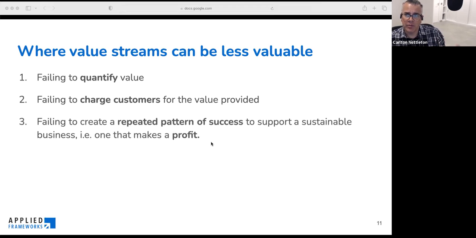And for me, finally, since value is not quantified and the customers aren't charged an appropriate price, having a well-documented value stream is no guarantee that the sequence of steps that are identified are profitable and sustainable for the business, right? And in my opinion, sometimes with value streams, too much consideration is given to the customer and not enough consideration is given to the business.